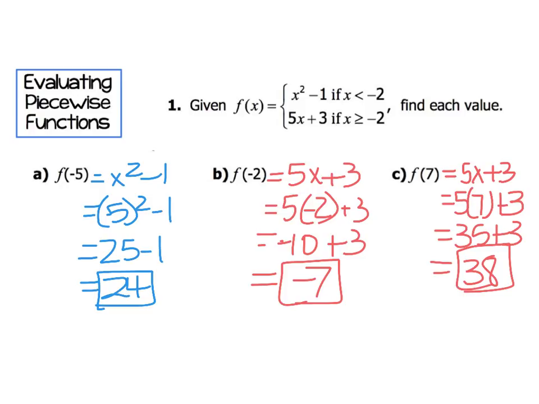And you're done. So this is how we evaluate piecewise functions. Identify your x and look for what domain that falls in, and that's the function you're going to use. And then we're just substituting that value in for x.